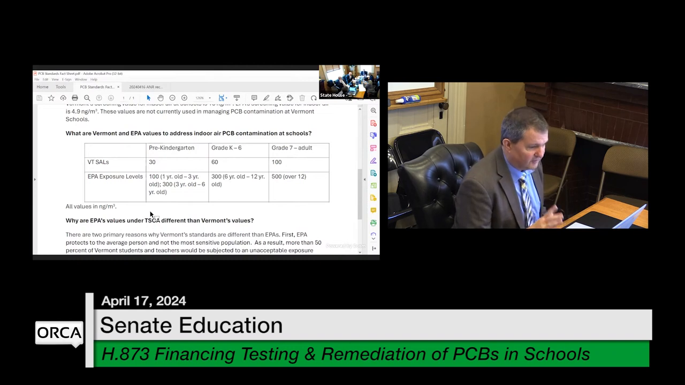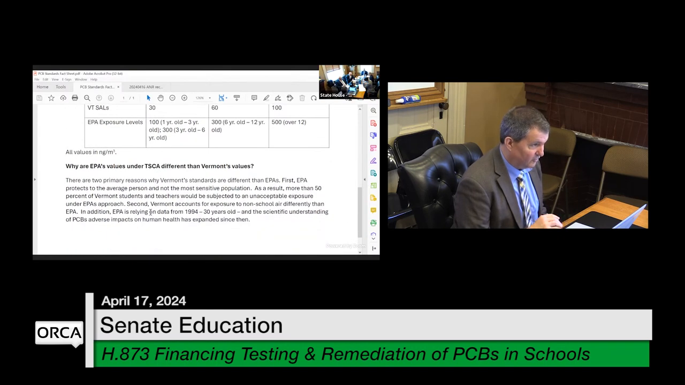Absolutely. So you see there's a difference in values. Why? That's the next section, which gives two major reasons. One is that EPA is looking to protect the average person, basically hitting the 50th percentile of people being protected, which means that 50% of people would have unacceptable exposure levels. Vermont avoids that. We try to protect the most vulnerable set of persons from exposure.